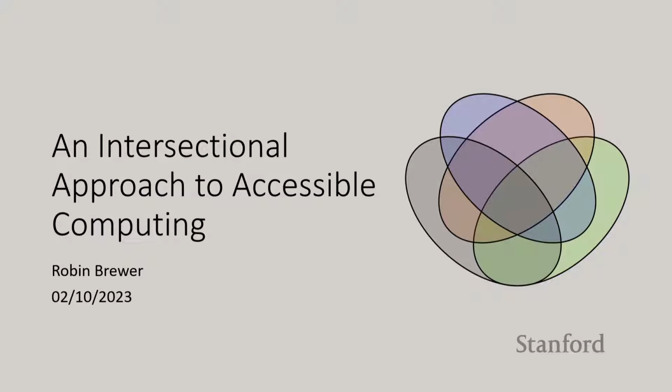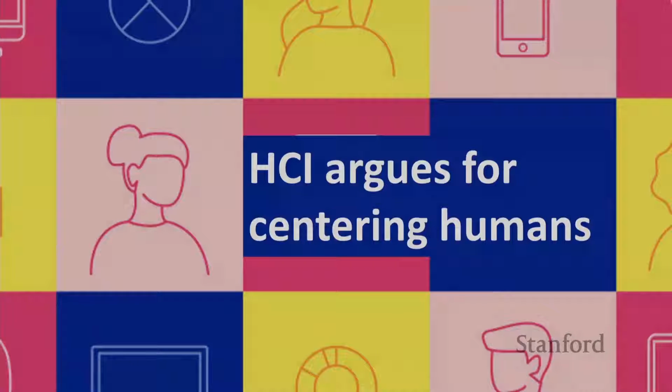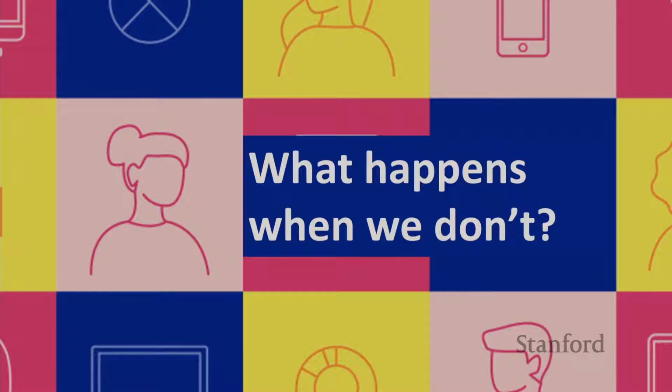Today I'm going to be presenting on an intersectional approach to accessible computing, and I'll get into what exactly that means. But first, I want to lead with this premise, right, that human-computer interaction really aims to center humans in computing-related decisions and design, etc. But this isn't always the case. So I phrase this question of what happens when we do not do this. Our intentions are that we are doing so in ways that are meaningful, that support communities and help communities, etc. But that is not always the case.